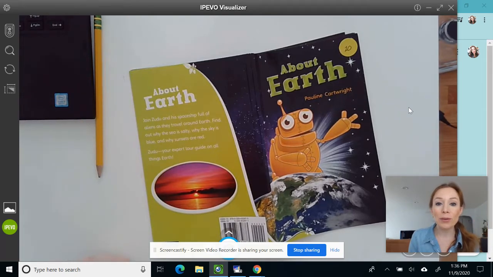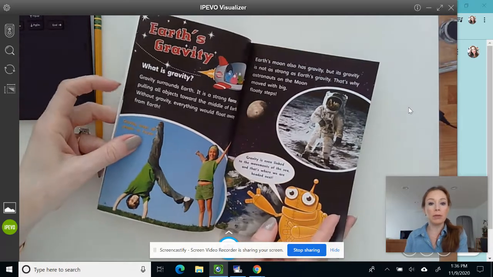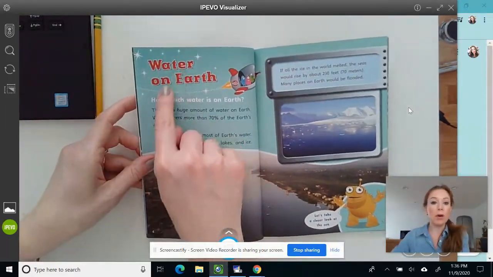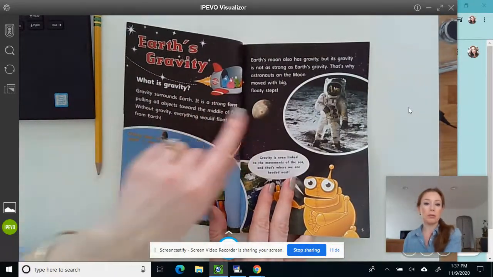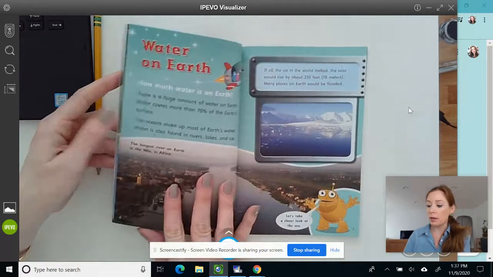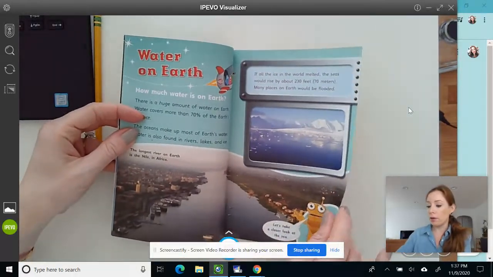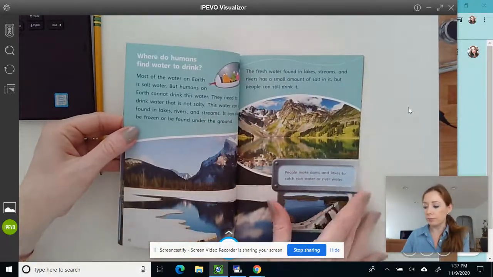Let's continue reading with About Earth. When we read last time, we were talking about Earth's gravity, and today, right now, we are going to read about water on Earth. If you notice, these pages about Earth's gravity were all in black, but these pages that we're going to read right now about water are all in this bluish green color.